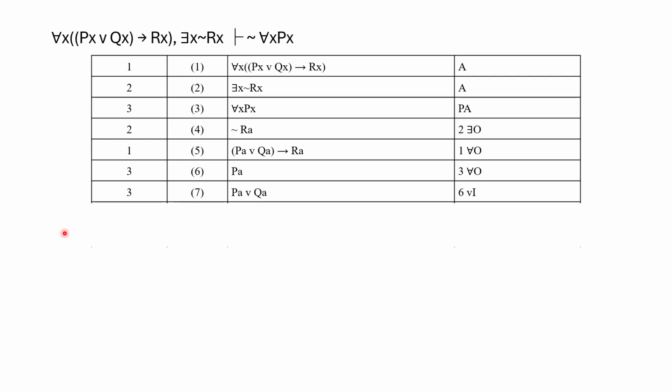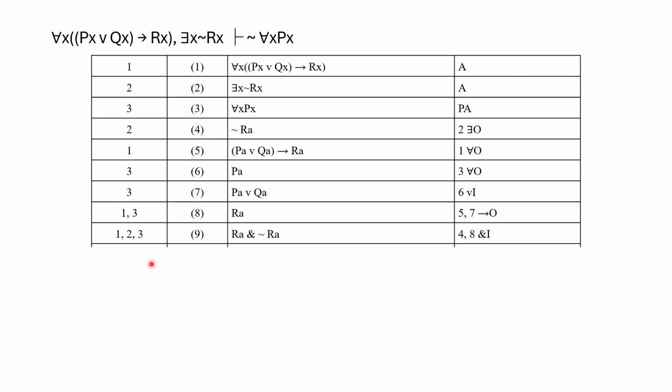Then now that I've got the antecedent to my conditional statement, I can derive my consequent, so RA, so 5 and 7, arrow out, 1 is x to 5, 3 is x to 7, good there. So I've got RA, I've got tilde RA, I just need to piece them together using ampersand in. That gives me all my assumption numbers together.